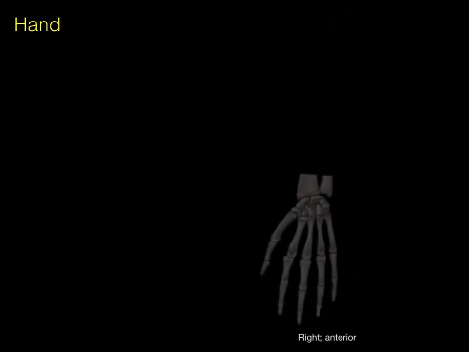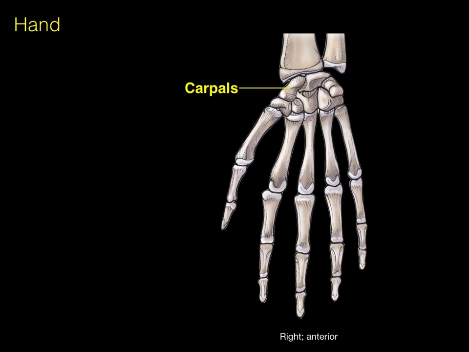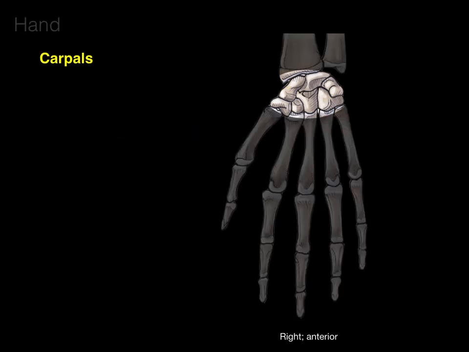All right, so now let's talk about the hand bones. So there's our hand bones. So let's zoom in on that. We're composed of three parts: carpals, metacarpals, and phalanges. So for our carpal bones, there are these 8 bones.